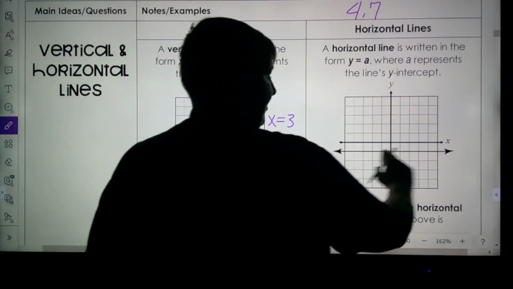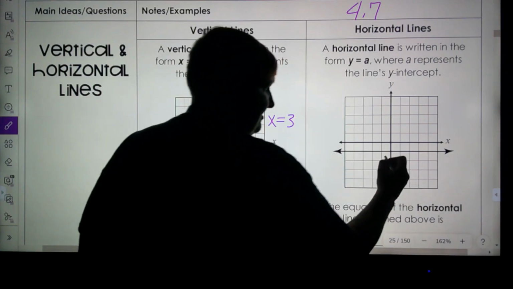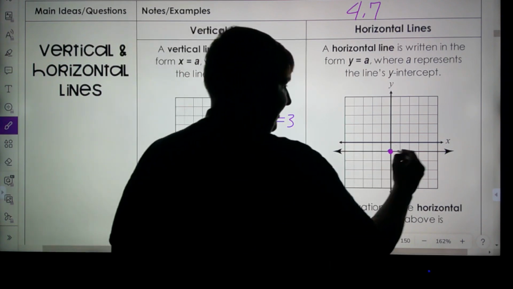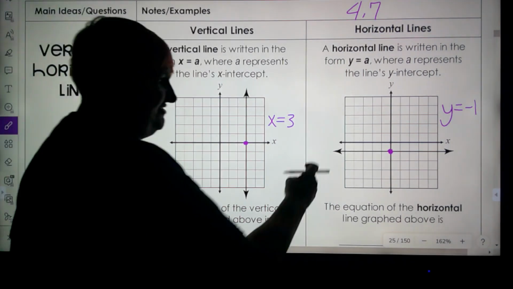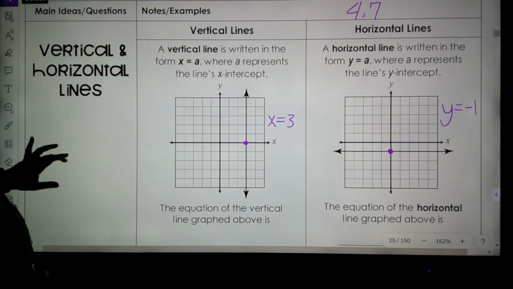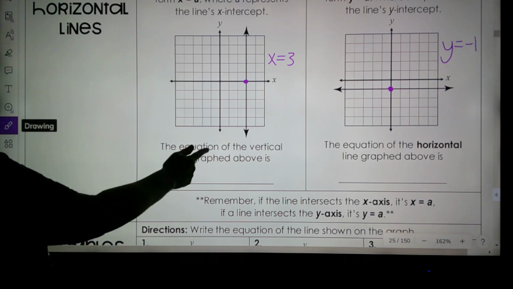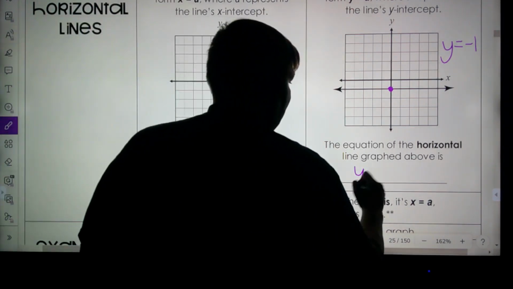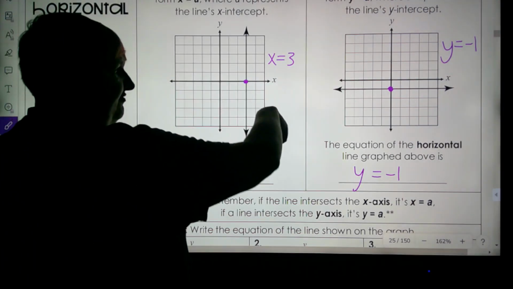On the other hand, you have a horizontal line. It only crosses your y-axis, and the place where it crosses your y-axis, in this case -1, is your y, because it never crosses the x-axis. It's parallel to the x-axis. So the equation is x equals 3 for that one, and y equals -1 for that one. And if they asked you for the slope, this is undefined, and that's 0.